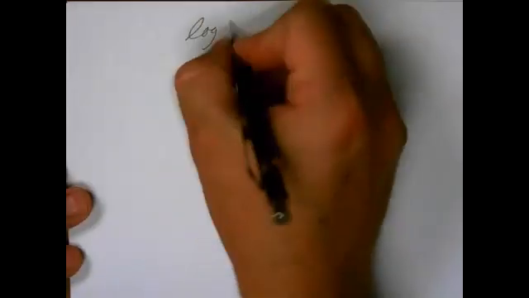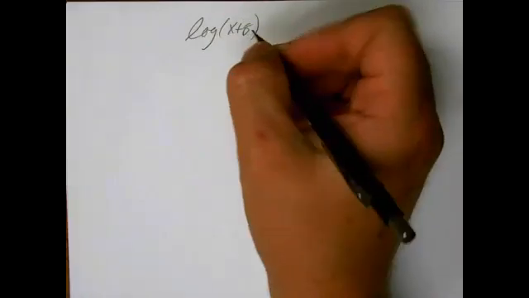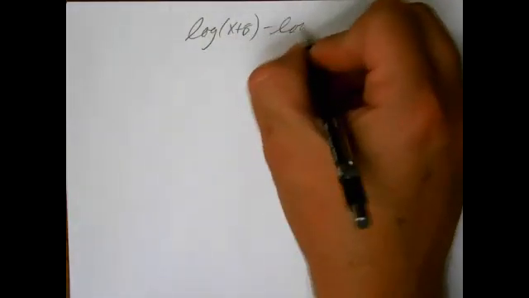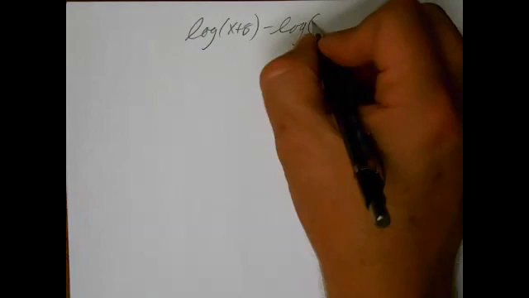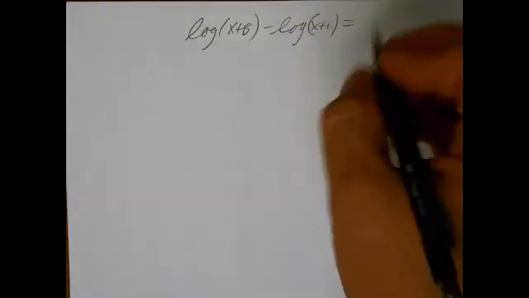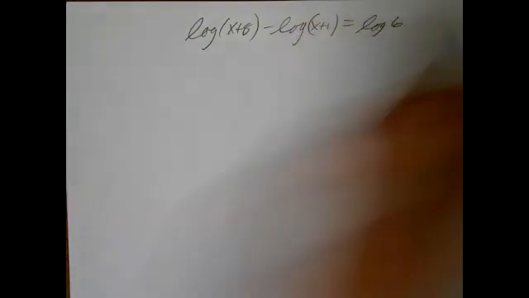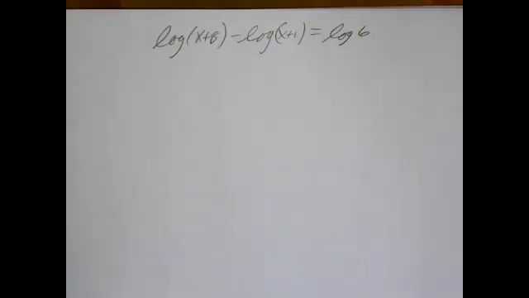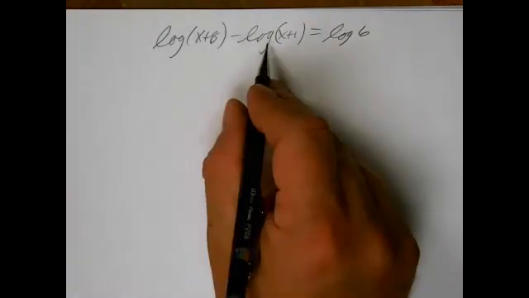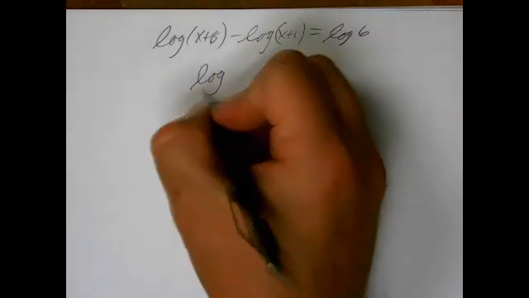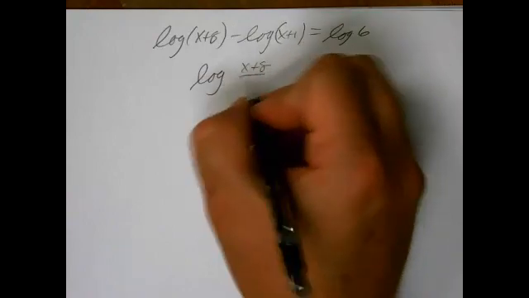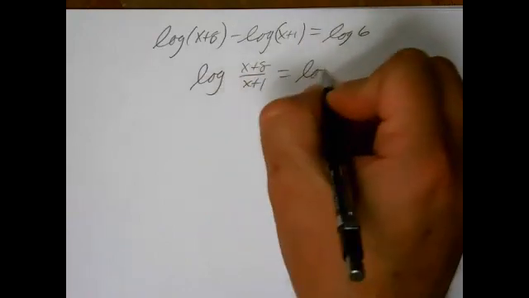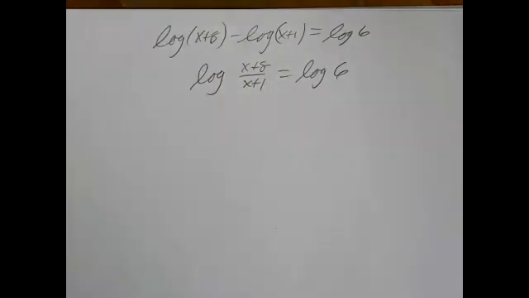Okay? If I had log of x plus 8 minus the log of x plus 1 equaling the log of 6, I still need to compress this into a single log statement over here on the left. So subtraction turns back into division. And now I can use the fact that logs are one-to-one just like exponentials.